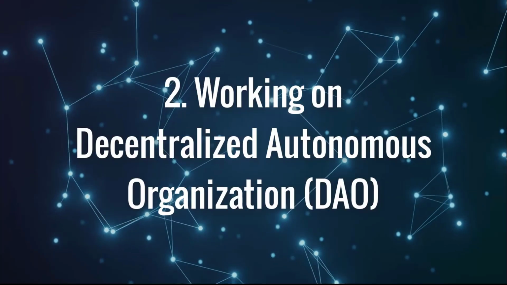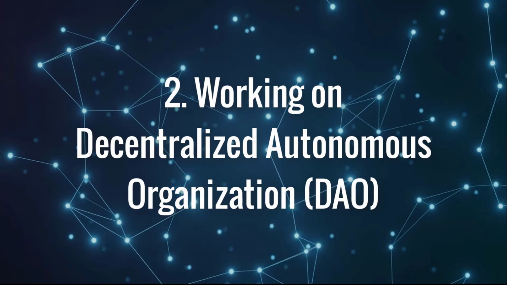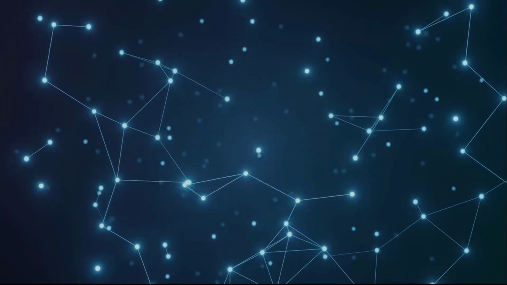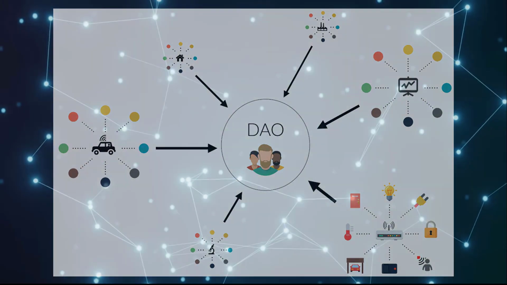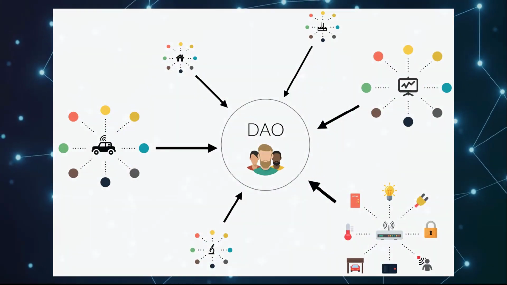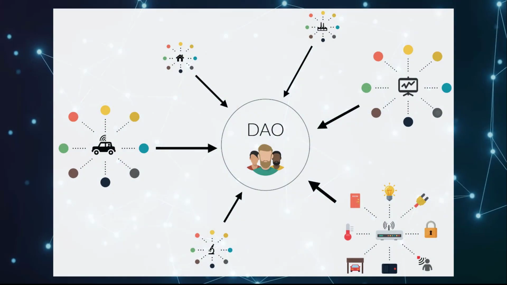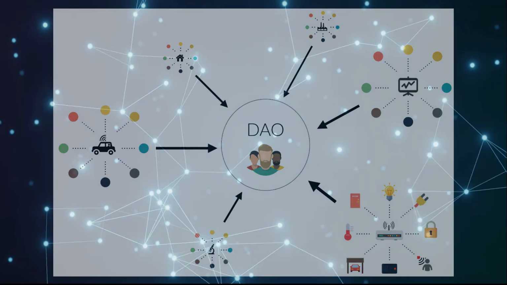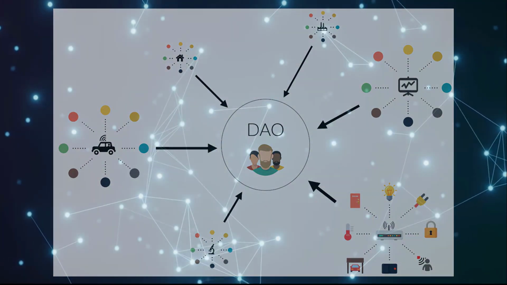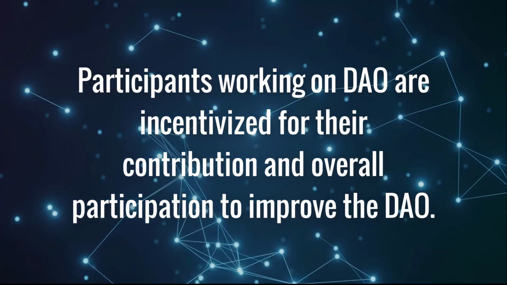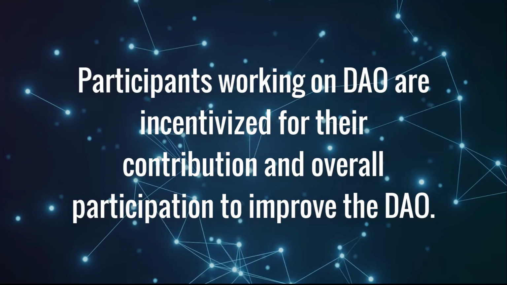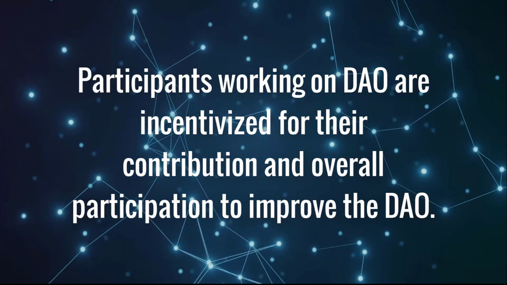Number 2. Working on a Decentralized Autonomous Organization, or DAO. A Decentralized Autonomous Organization is an entity collectively owned and managed by its members. In a DAO, decisions are made from the bottom up, with no central leadership. Participants working on a DAO are incentivized for their contribution and overall participation to improve the DAO.